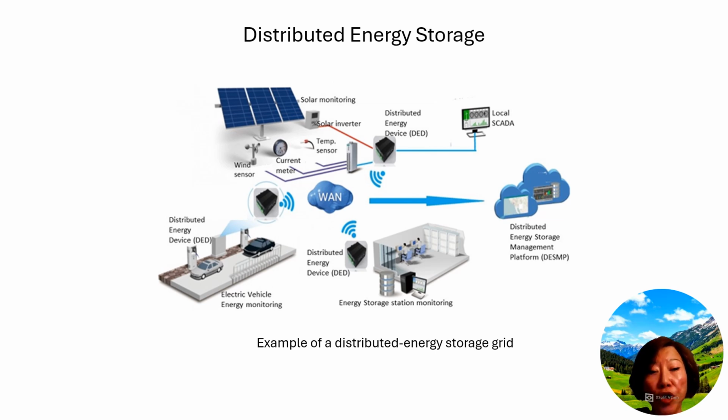The information exchange in a distributed energy grid involves not only power generation data, but also control commands for distributed energy storage equipment. For example, commands might include instructions to change load characteristics to achieve a flexible electricity grid. As depicted on this picture, a distributed energy storage grid requires information exchange between the Distributed Energy Storage Management Platform, DESMP, and Distributed Energy Devices, DEDs.